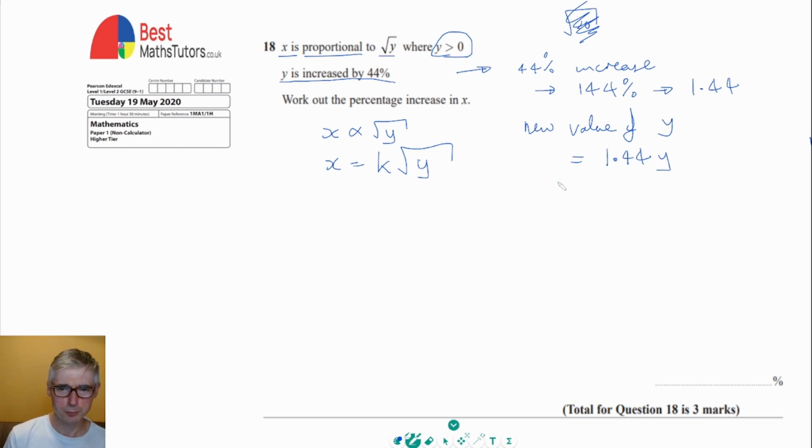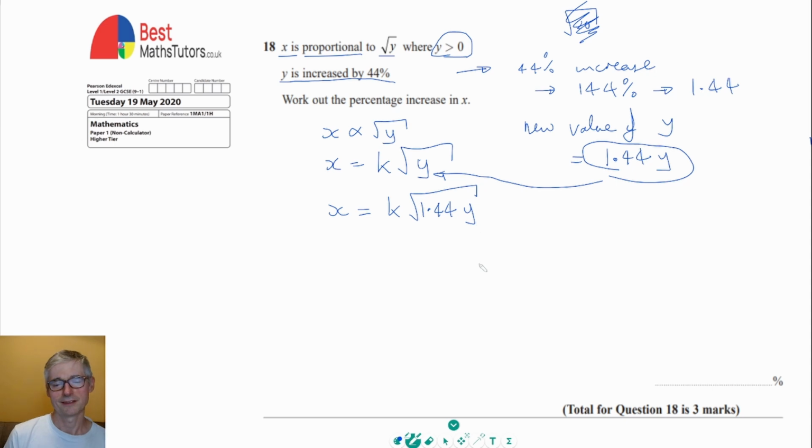So if we were to put this new value into this equation for y, then we get that x is equal to k, whatever k is, we don't know what that is, so we're using a letter to represent the number, times the root of now the new value of y after it's been increased, so that's 1.44 times y.